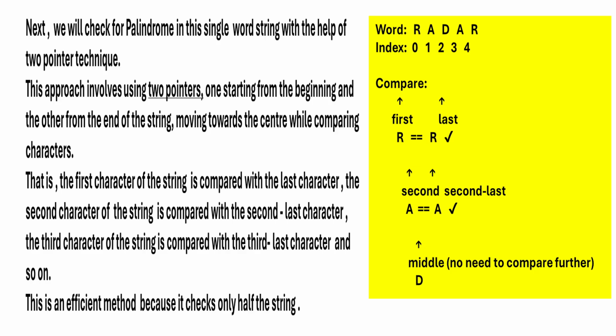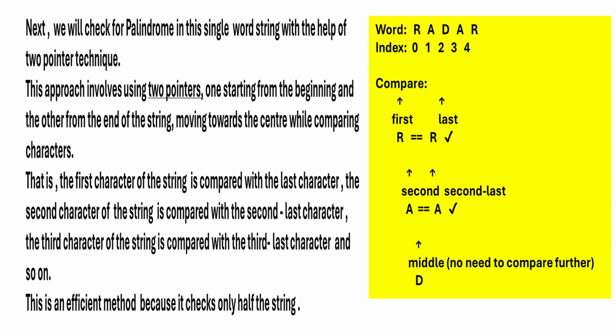That is, the first character of the string is compared with the last character. The second character of the string is compared with the second last character. The third character of the string is compared with the third last character, and so on. This is an efficient method because it checks only half the string.